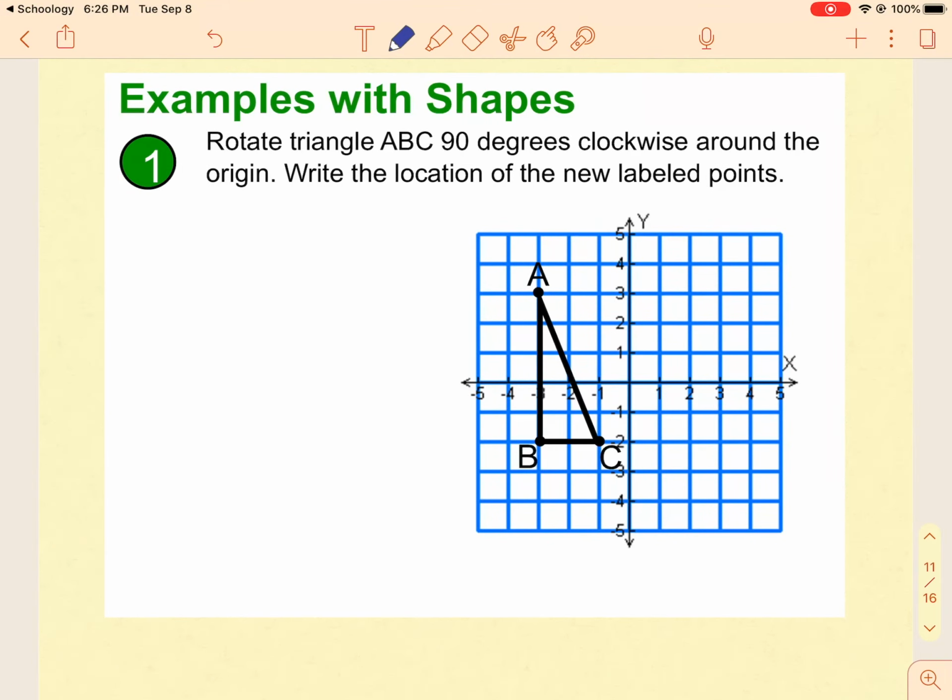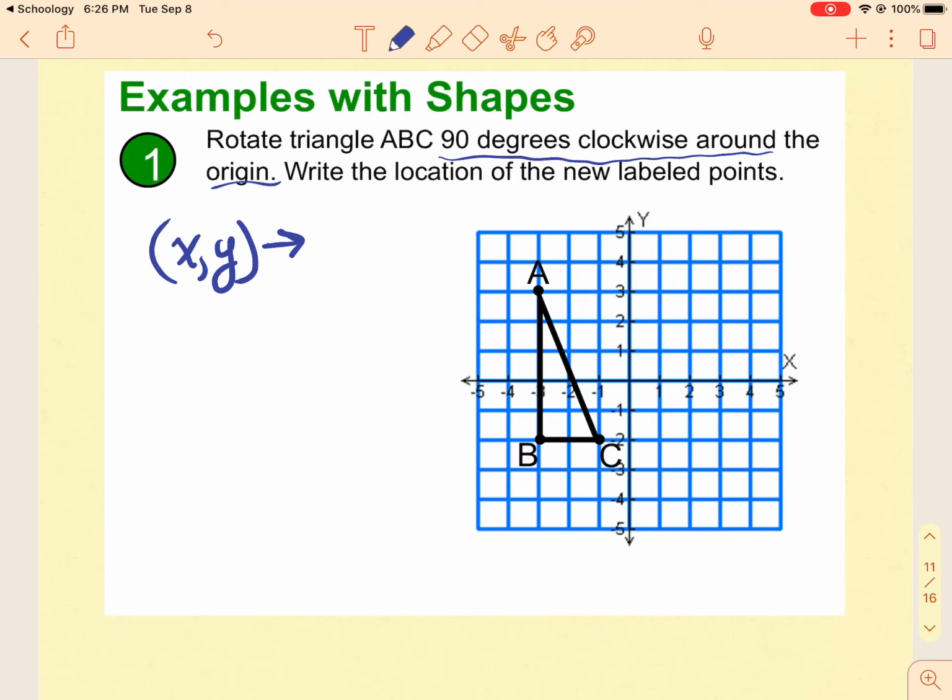Well, how do we do it with shapes? It says 90 degrees clockwise around the origin. I'm thinking in my head 90 degrees clockwise. My rule says you switch your y and the x, but then you take the opposite of x. Origin is that starting point. If I connect point C, going 90 degrees clockwise.